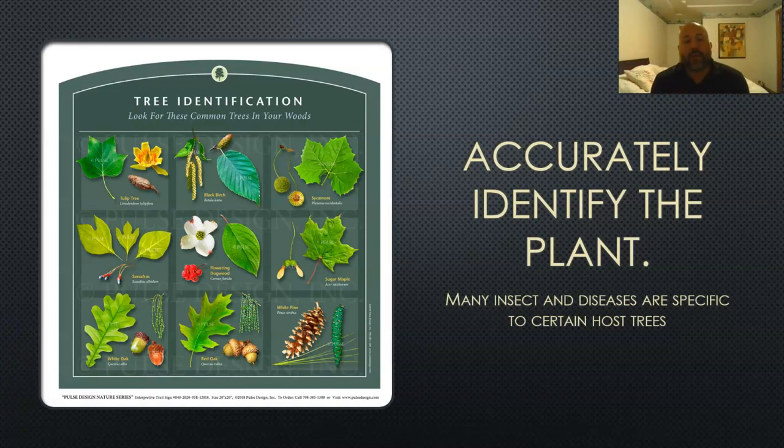For me, one of the big ideas with accurately identifying the plant is that there are many insects and diseases that are specific to host trees. So if you really get the tree right, that can help you eliminate choices. And sometimes when critically thinking, it's always easy to say, well, just pick the right thing. But sometimes in order to pick the right thing, you've got to eliminate all the wrong things first.